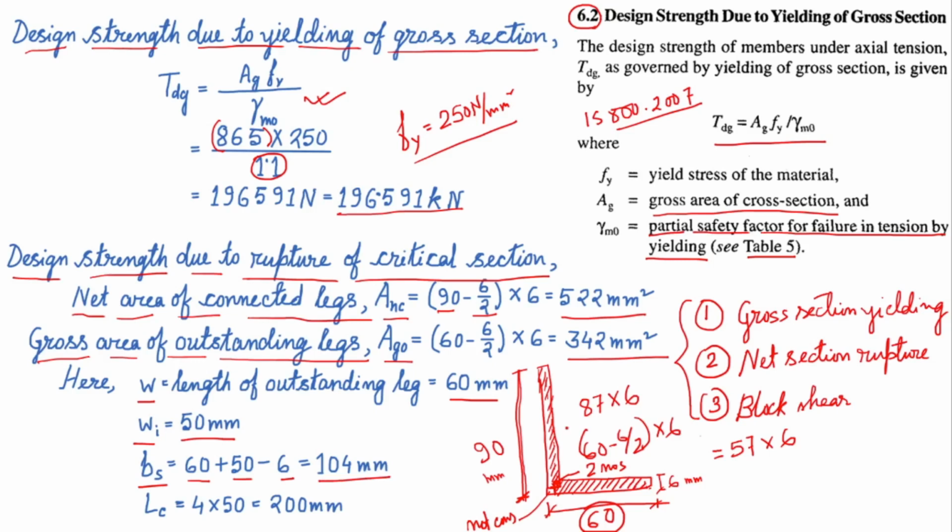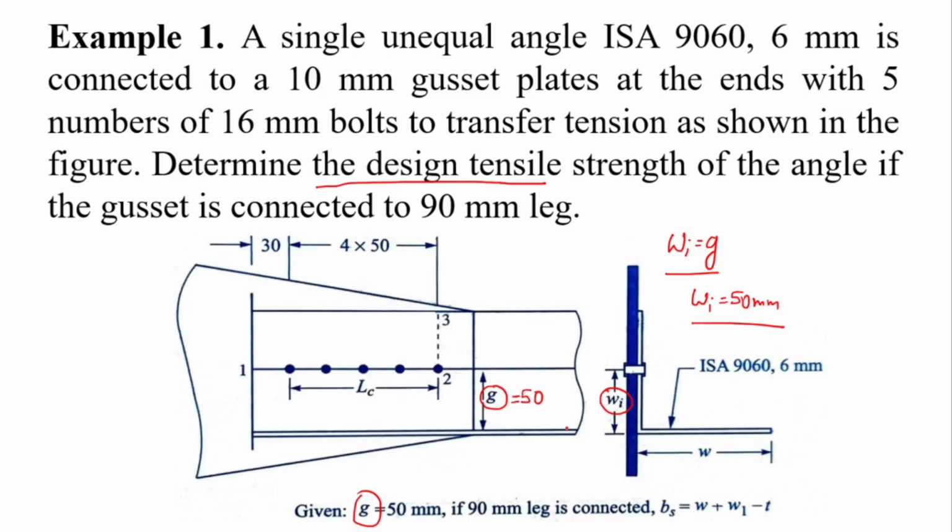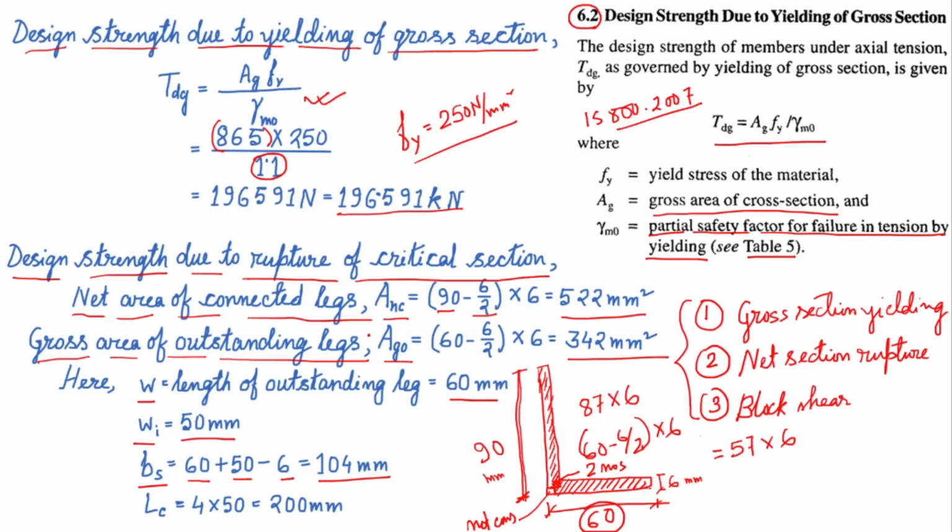And then LC. LC is the center to center distance between the extreme bolts. Okay, so this is LC. So center to center distance between two bolts is 50 mm. So total distance will be 4 into 50. So it is 200 mm.